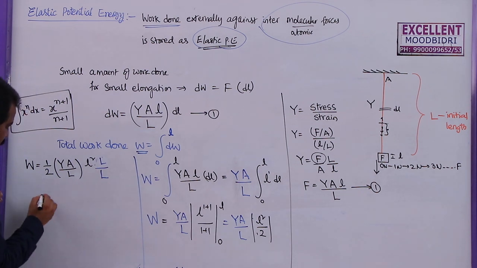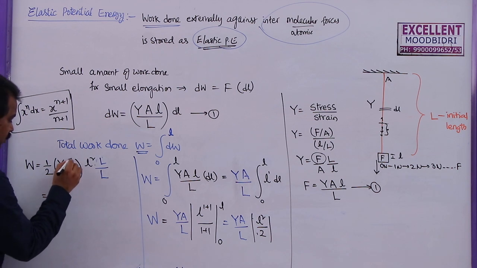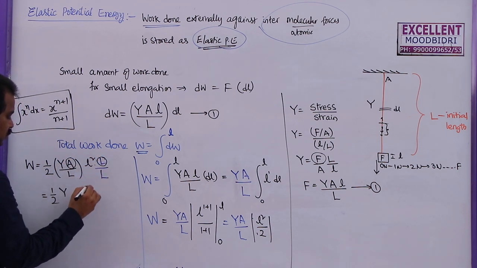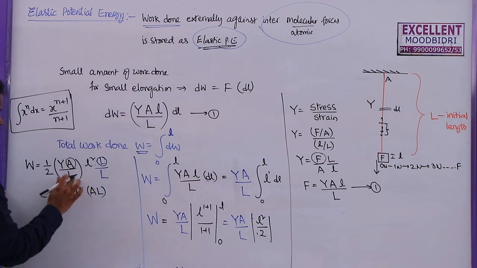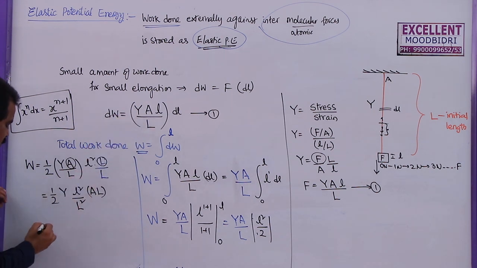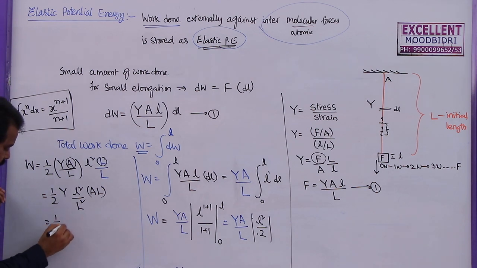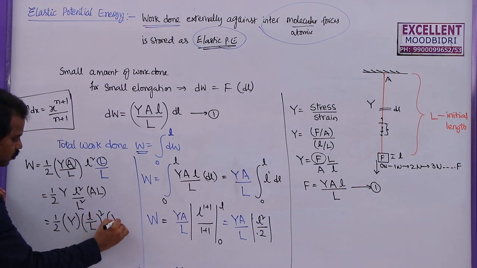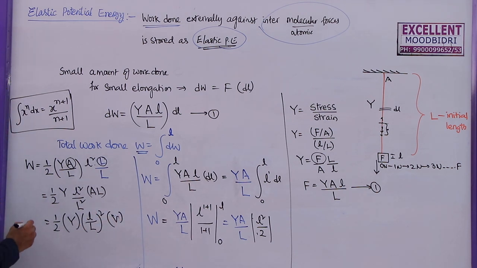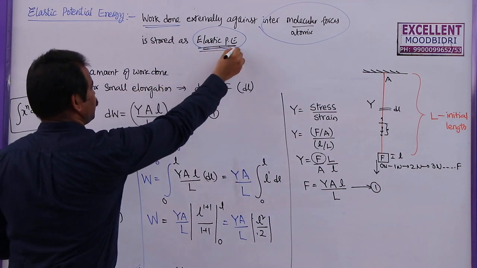So what we are going to get here is half into Young's modulus into area into length, which is nothing but the volume of this wire, and L square by capital L square. Remember students, this is half into Young's modulus into change in length by original length whole square into volume of this wire, because area into length will become volume. This is the total work done, and it is stored as elastic potential energy.